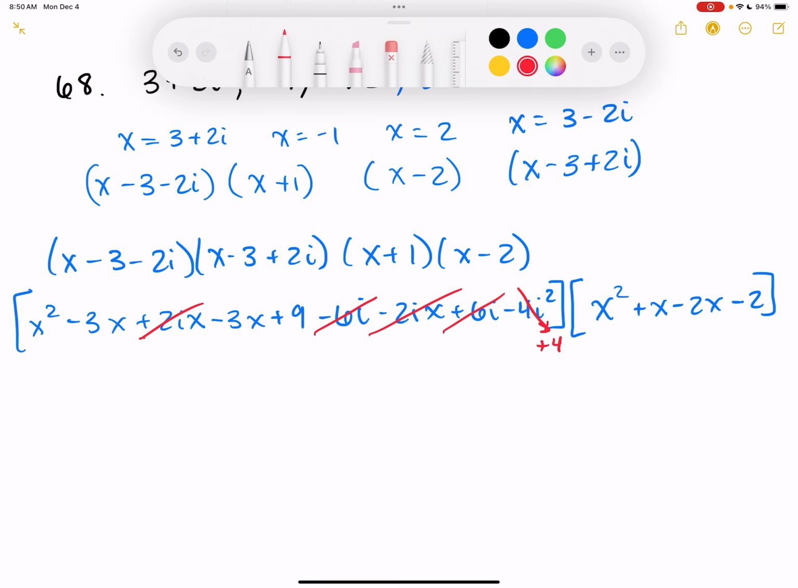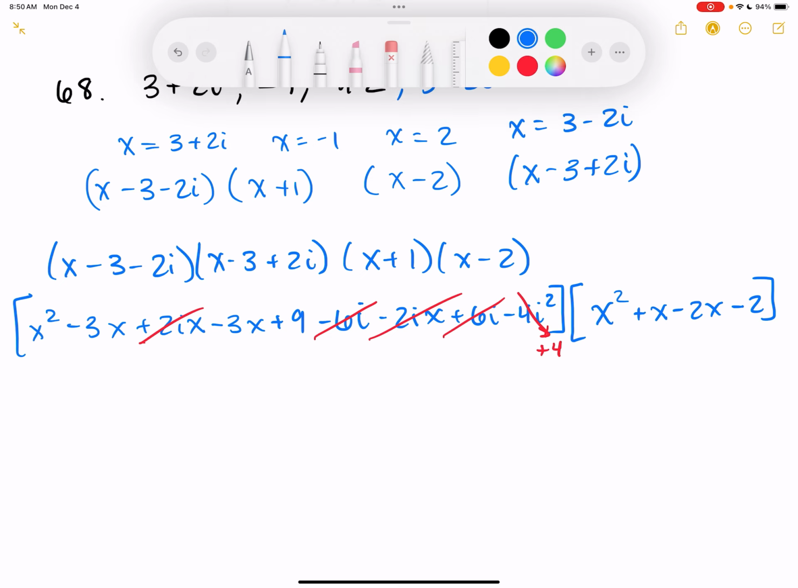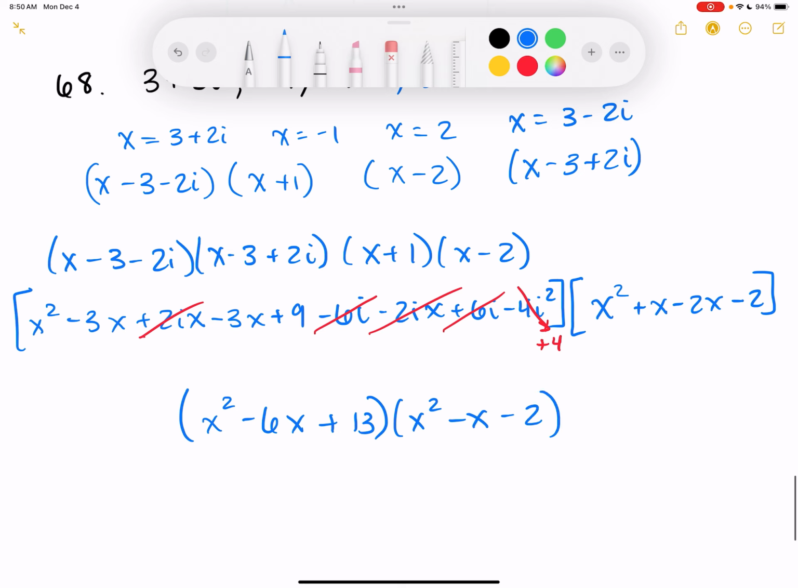So I'm going to simplify this bracket really fast into x squared minus 6x, and then 9 and 4, so plus 13. And then over here in the last one, I'm going to just simplify this middle term. So I've got x squared minus x minus 2. So I'm still not done. I've got to multiply this through with a really superfoil. So I'm just going to work my way through.